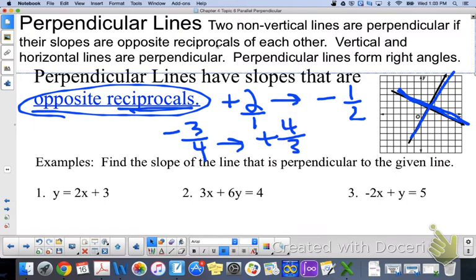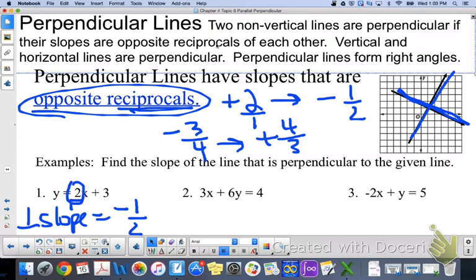All right, so the same thing, y equals 2x plus 3. The slope of this line is 2. So the perpendicular slope, that's a positive, so perpendicular would be negative. And then 2, as it is, it's 2 over 1. So the reciprocal would be 1 over 2.